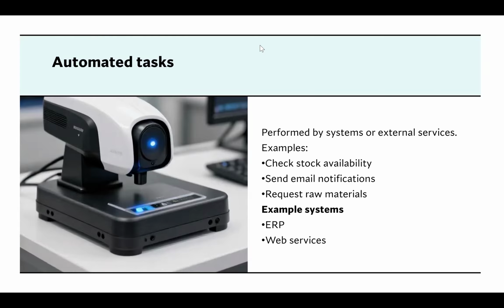Automated tasks, for example: the system can automatically check stock availability, send email notifications, or request raw materials from suppliers. These tasks are usually executed by systems such as ERP systems or web services. Automated tasks are important because they speed up processes and reduce the need for manual work.